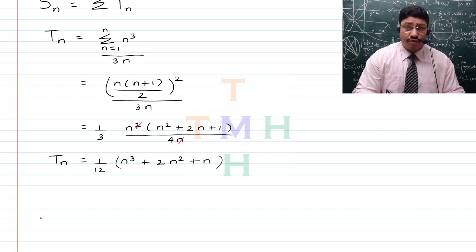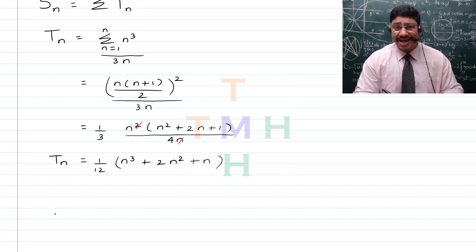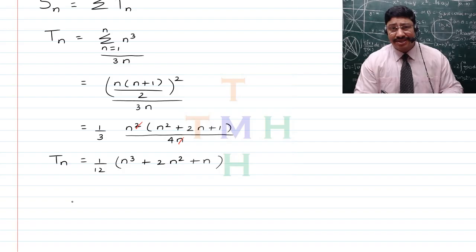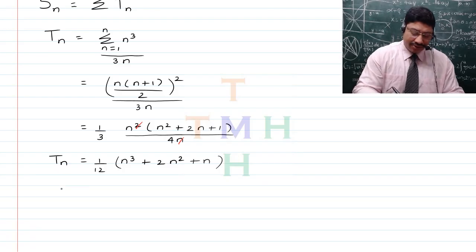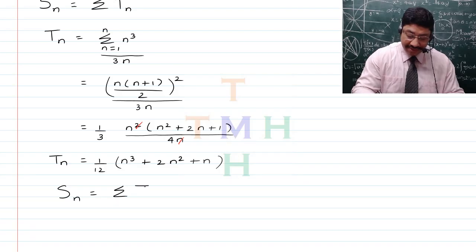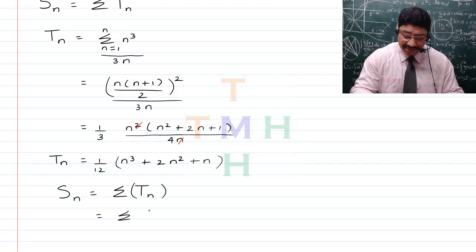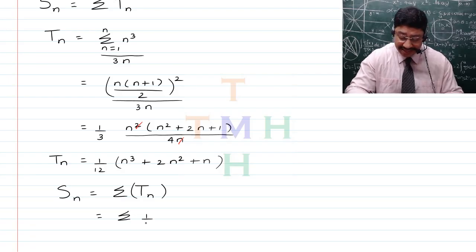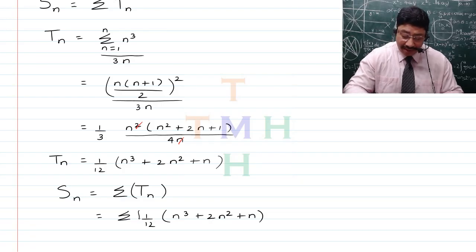And as we've already looked up, that if you want to find out Sn, then that has to be sigma Tn, right? So thus we talk about Sn now, which is sigma Tn, and in this now we keep the values. That is, we will now have sigma of this Tn, that is 1 upon 12, which is multiplied with n cube plus 2n square plus n, right? Now this has to be calculated. Now how do we calculate this?